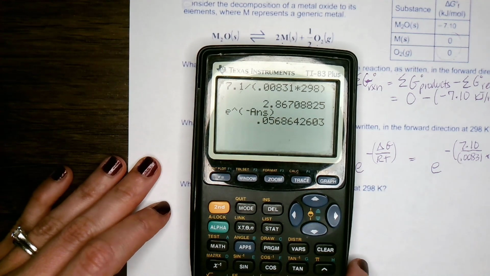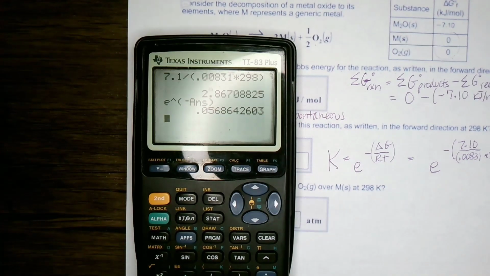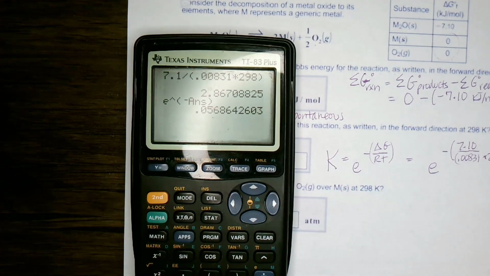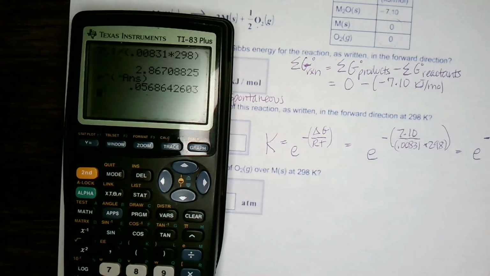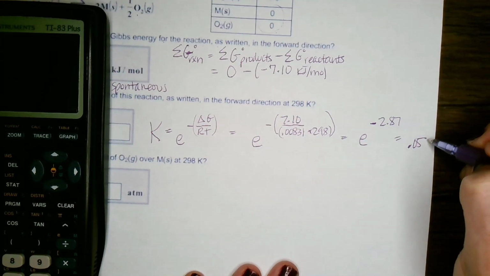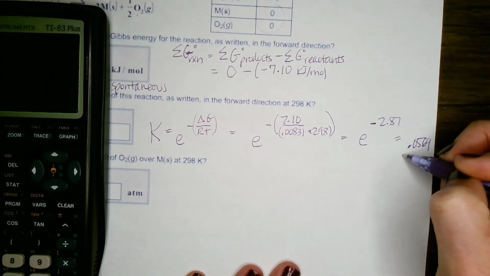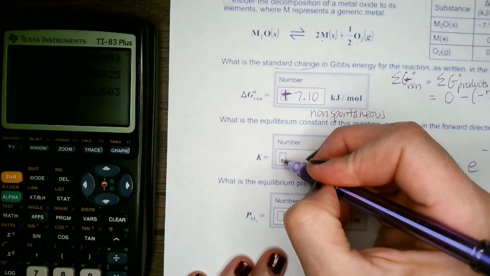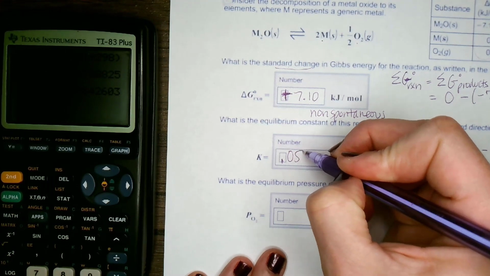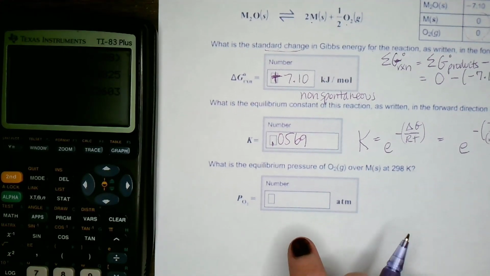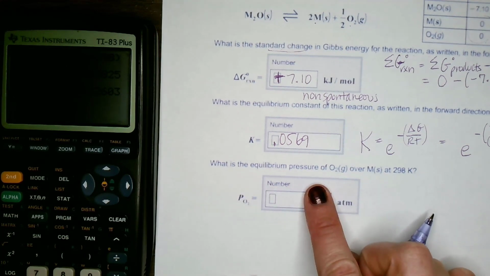negative answer, close the parenthesis, and I got 0.0569, which is very small, right? It's much less than 1, so 0.0569.